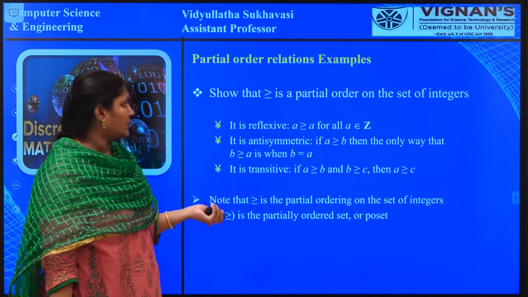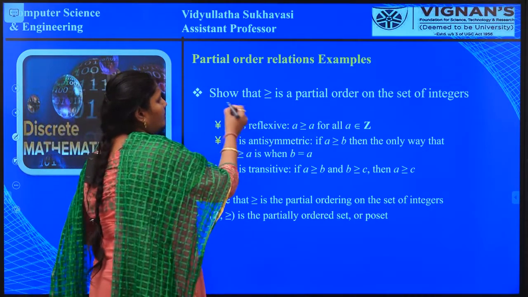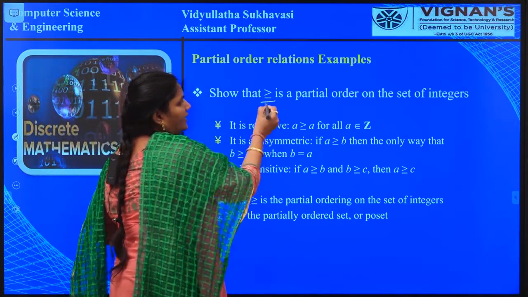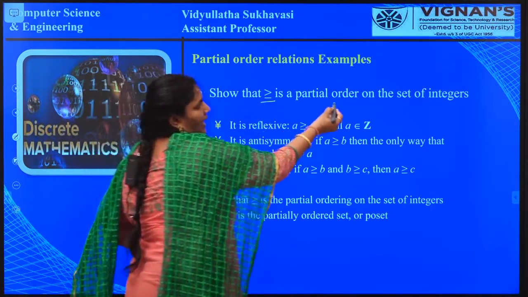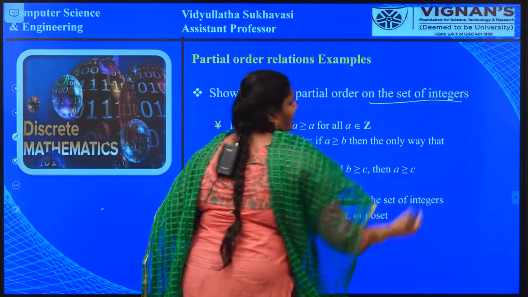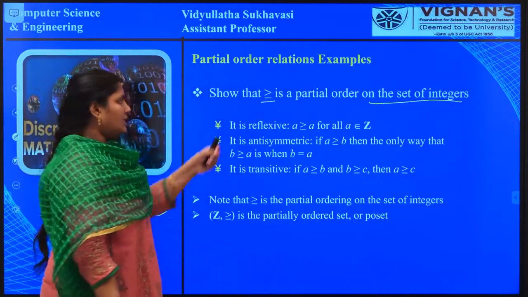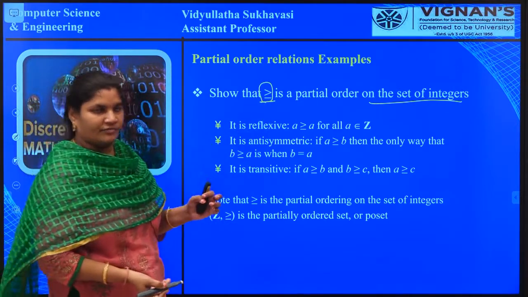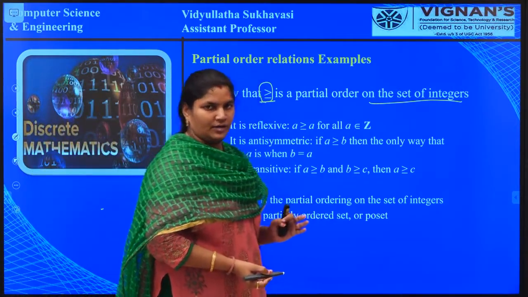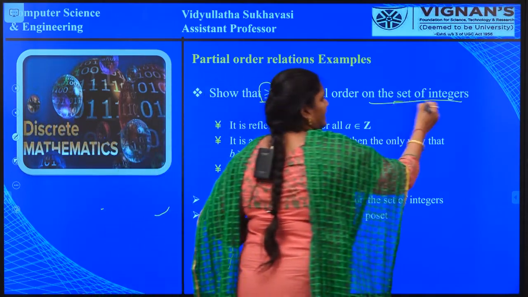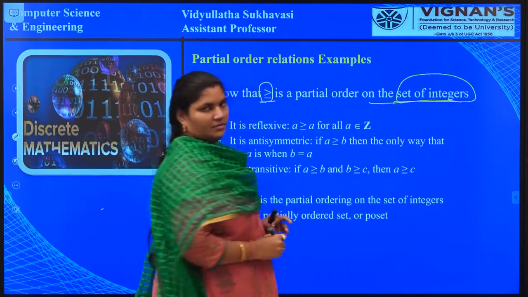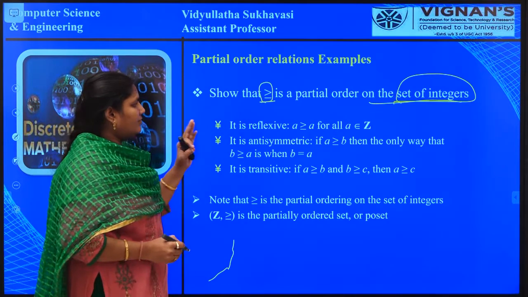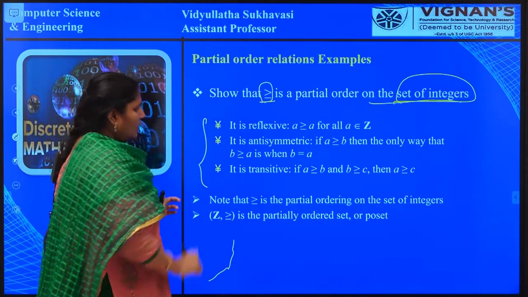How are we going to check? So see here, this is the problem. Show that greater than or equal to is a partial order on the set of integers. That means we need to check whether this satisfies the partial ordered relation for the set of integer values. So here the set of integers is the domain. See here, this is the solution.